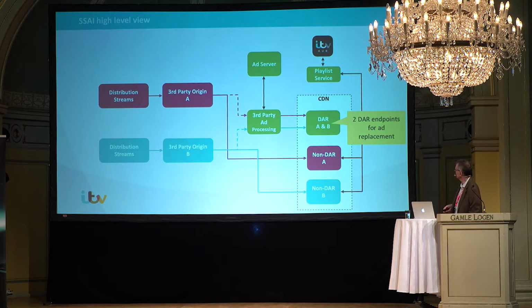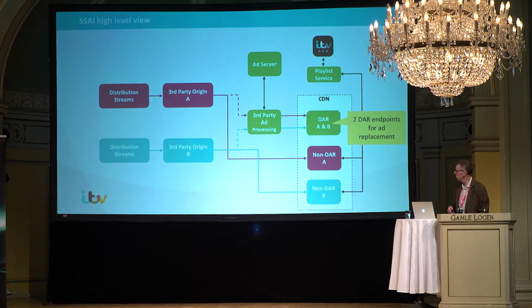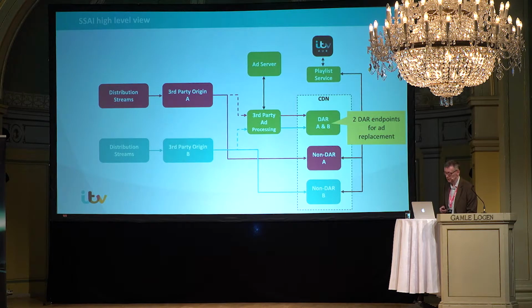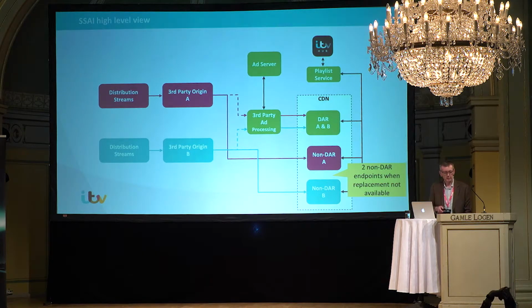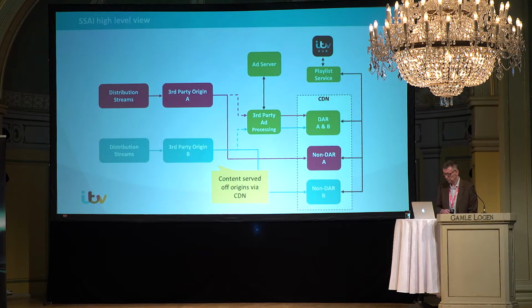And we have a number of alternatives that the player can be directed to. First of all is the DAR, the dynamic ad replacement path, and that does enable ad insertion, and there's an AB path around that. And there's also 2 other non-dynamic ad replacement endpoints, and we have those in case we don't need to replace ads, or if there's maintenance on the ad replacement platform, or indeed if there's failure. If the green path fails, for example, we have to fall back to something, and the non-DAR path accommodates that. And the content is served off the origins, but they're not directly accessible to the player. It's all proxied by the CDN, of course, for security.